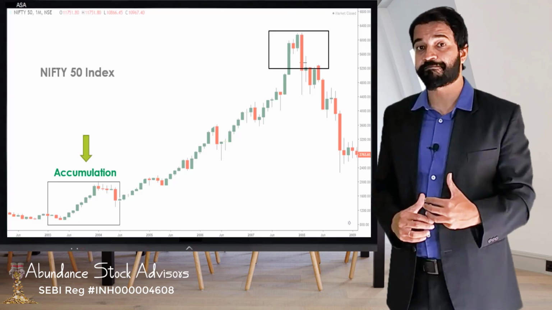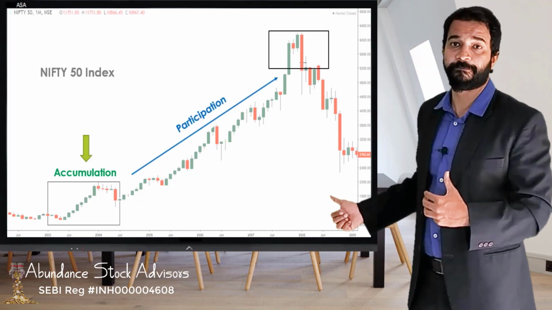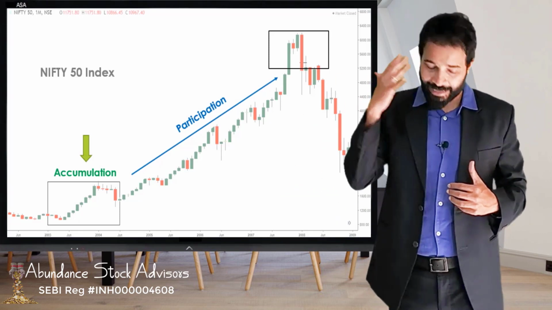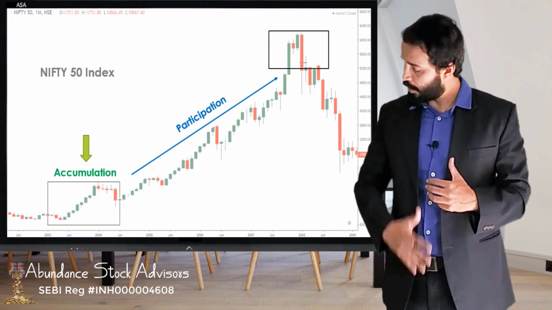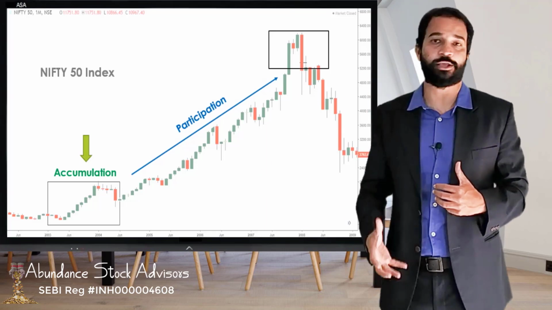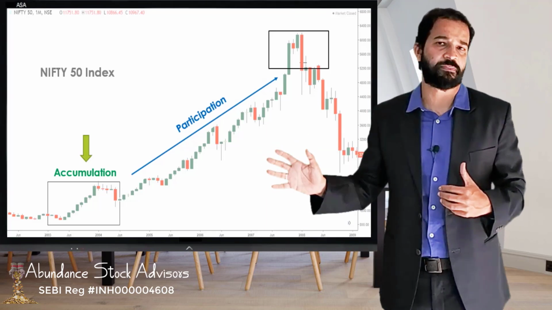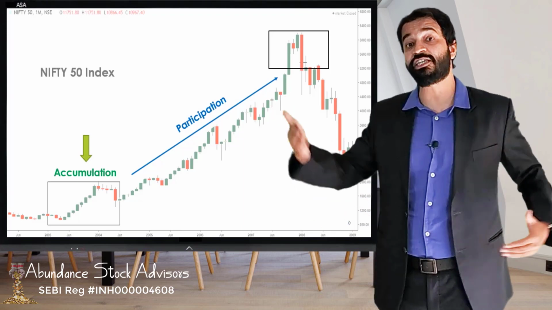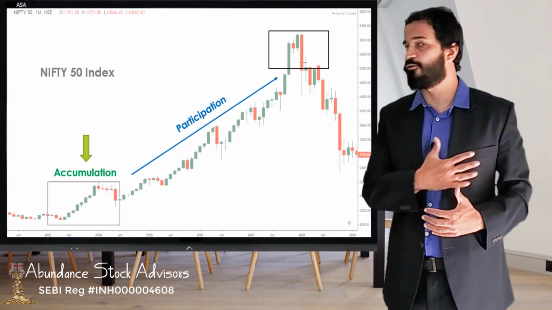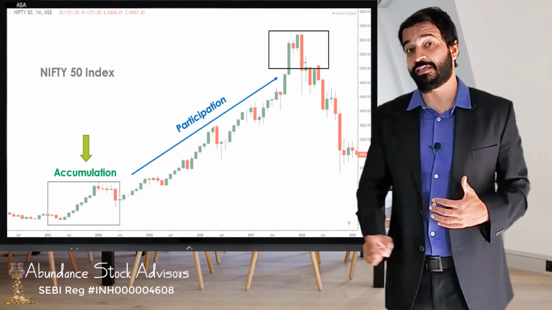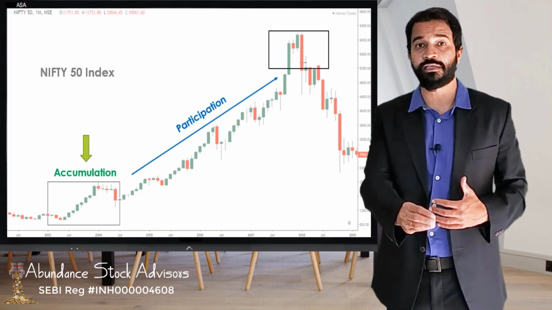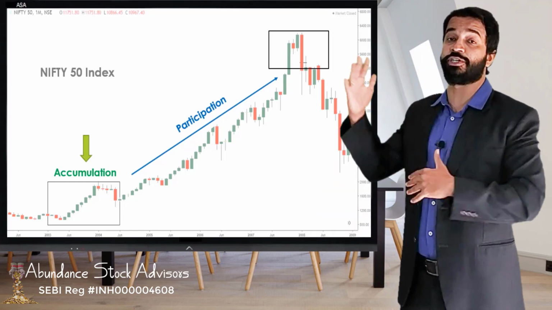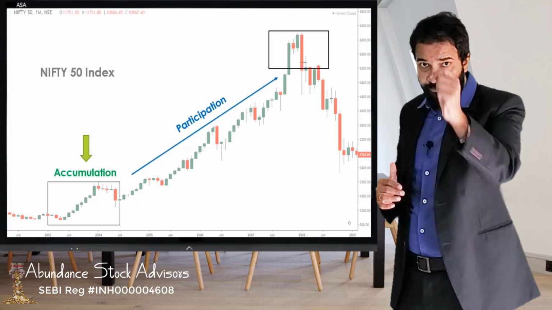The second phase is this public participation. This phase occurred between 2004 till mid 2007. It occurs after the accumulation phase where the overall market sentiments and the whole economy looks very good, improved. Everyone, including the retail investor, they start participating. And this is the longest phase where stocks move very fast. And this phase is generally backed by trend followers and technical analysts, and you would see noticeable spike in the volumes here.